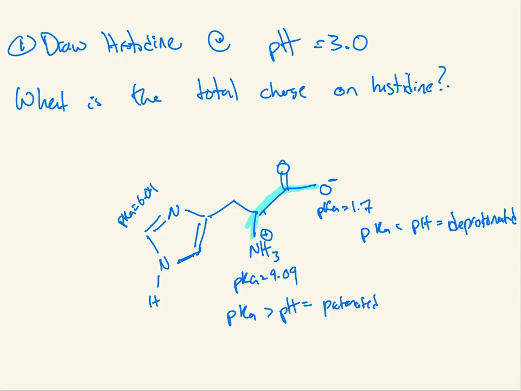Then we have our last one, which is on the side group. The pKa is equal to 6.01. And how does that compare to the pH of the solution? Oops, sorry. The pKa is less than. No, the pKa is greater than the pH of the solution. So that means we favor which form? The protonated state.